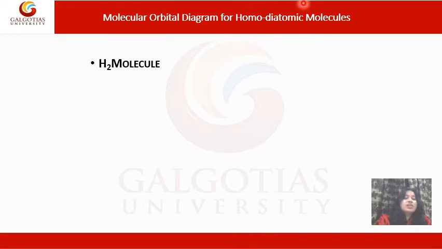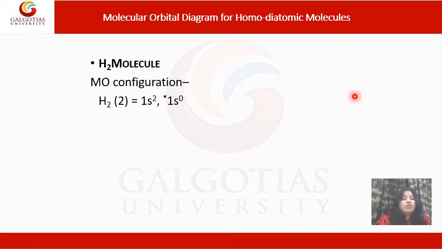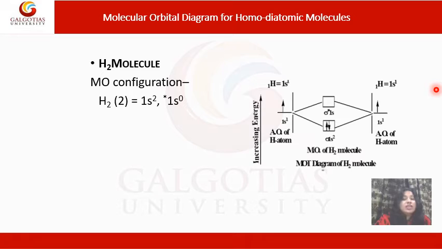Now, let us discuss the molecular orbital diagram for homodiatomic molecules. Homodiatomic molecules are of two types: type 1, which corresponds to lithium to nitrogen, and type 2, which corresponds to oxygen, fluorine, neon, etc. Let us discuss the hydrogen molecule, which is under the type 1 category. The electronic configuration of hydrogen is sigma 1s2 and sigma star 1s0. Now, let us see the molecular orbital diagram of the hydrogen molecule.